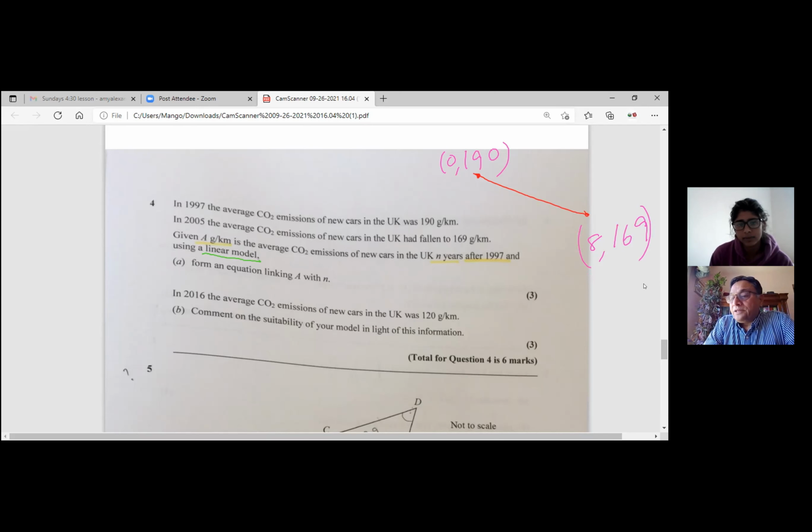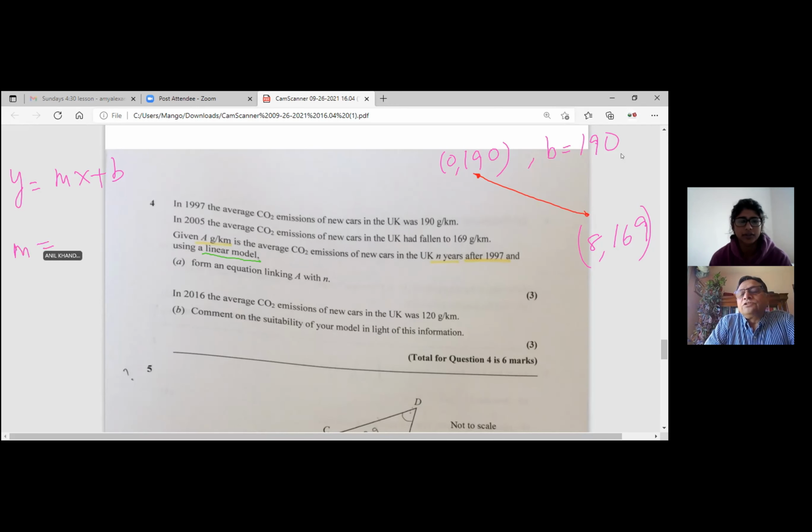And of course, the slope has to be negative, as you have seen here. It is coming down, right? So we are expecting some equation of the form y equals mx plus b. And since we know the y-intercept is 190, we know the value of b, right? b is 190, correct? We need to just find the slope m, gradient.